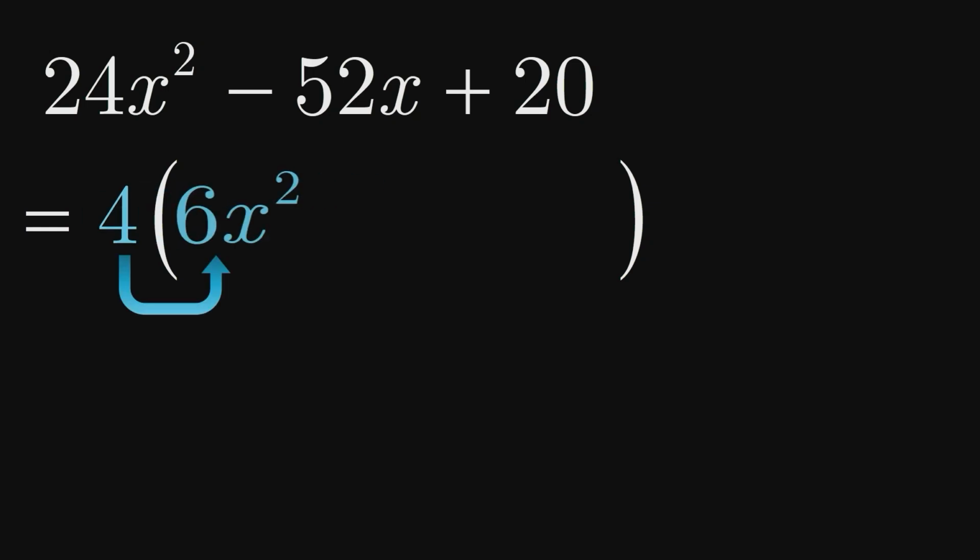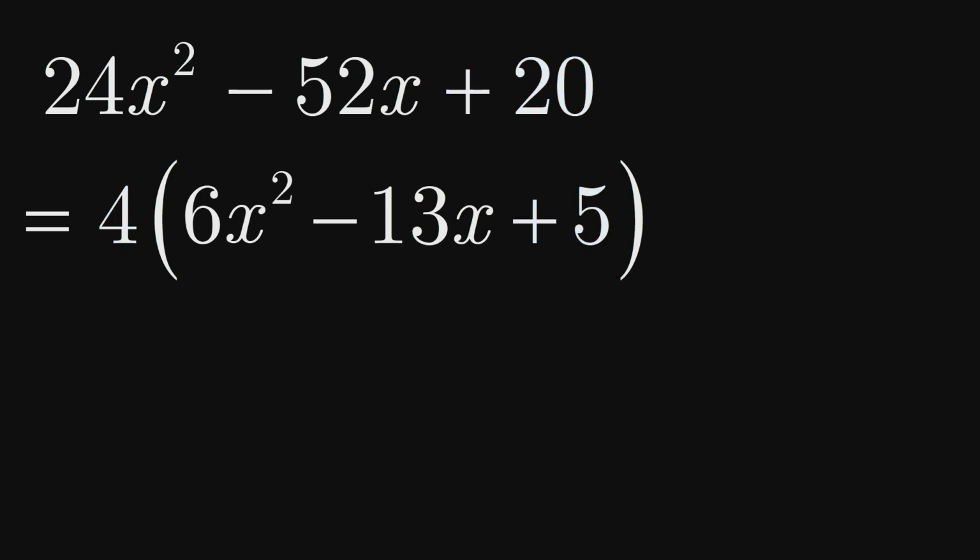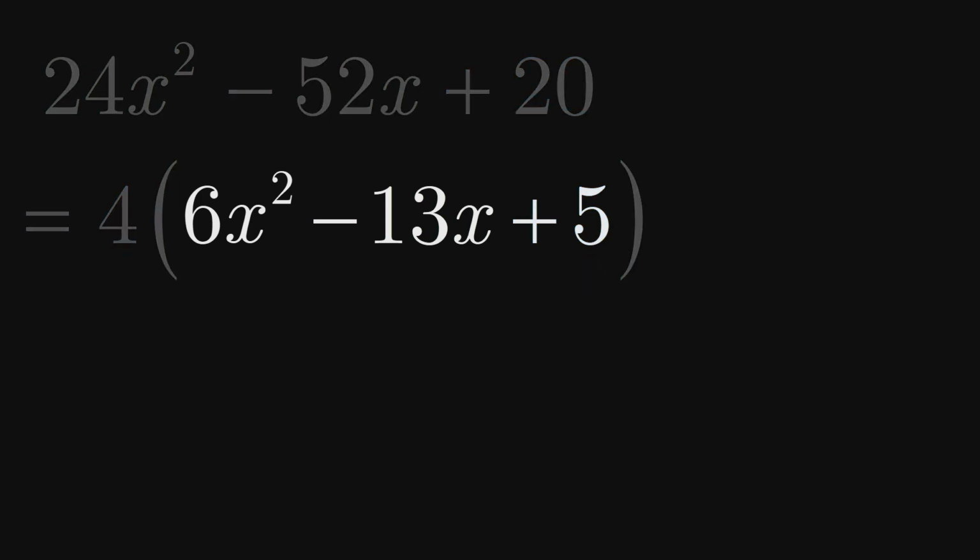4 times 6x squared gives us our original 24x squared. 4 times negative 13x gives us the negative 52x term of the original trinomial. And 4 times 5 gives us the 20. Now let's take a look at the trinomial that we have in the brackets.